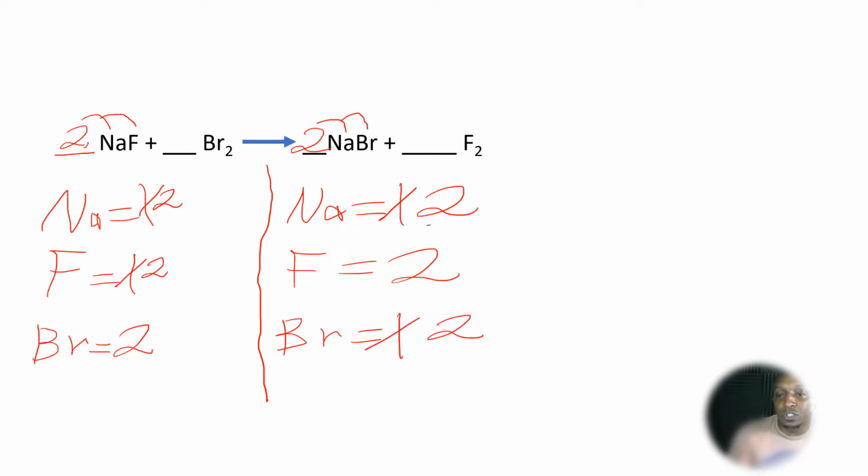So let's go ahead and take a look. Are our sodiums balanced on each side? Yes, they are. What about fluorine? 2 and 2. And then what about our bromine? 2 and 2. And what would we put in front of fluorine? Well, we'll just put a 1 right here because 1 times 2 gives us 2. So our coefficients are 2, 1, 2, 1, and now we are balanced.